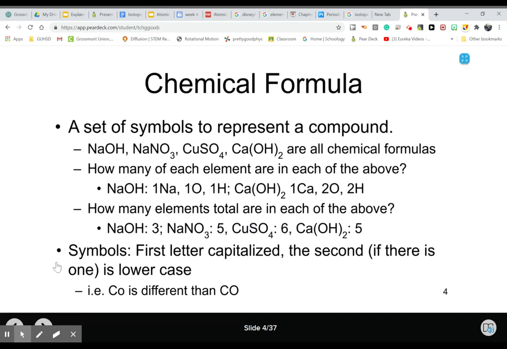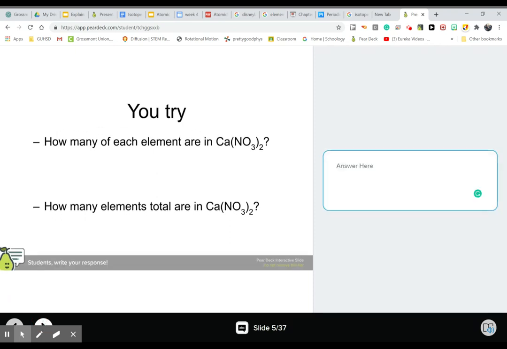And then symbols: your first letter is capitalized, and second and third letters are lowercase. So now you try. How many of each element are there in that compound? And then how many elements are there in total? I will change that to be total atoms in one compound there. So go ahead and write your answer there. And for these, go ahead and do A and then B, and then give me your answers there before you move on.